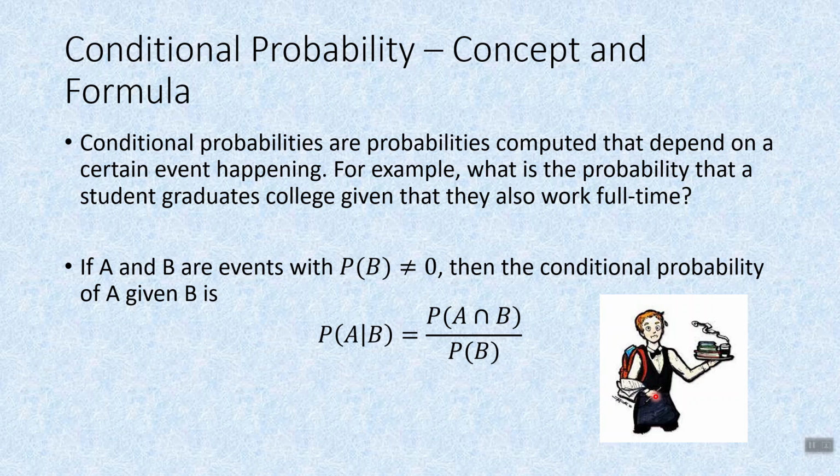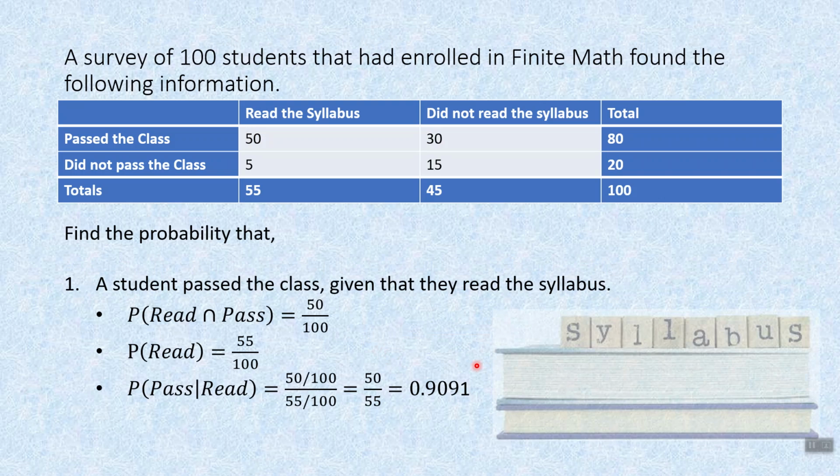The formula: if A and B are events with the probability of B not 0, then the conditional probability of A given B, that's what this straight line means, is the probability of A intersect B divided by the probability of B. Okay, the given is always in the denominator.